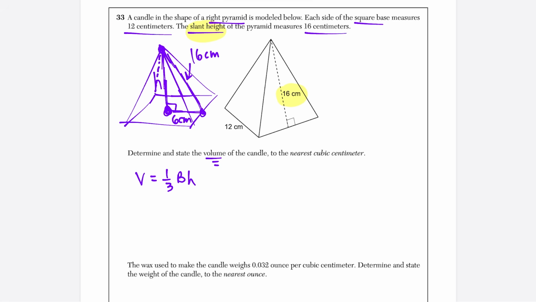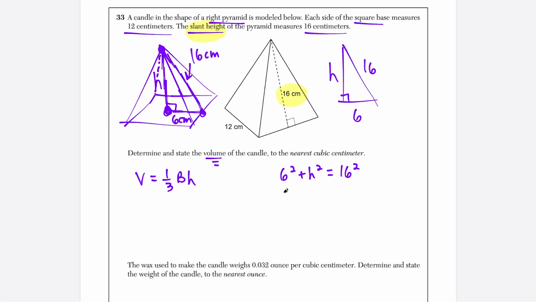So once again, we are looking for the height of the pyramid. So we have to solve for the value of H. And for this, I'm just going to draw the right triangle off to the side. This is the right triangle that we need. We have H, and we have 6, and we have 16. So we could use the Pythagorean theorem here. So we're going to say that 6 squared plus H squared is equal to 16 squared.